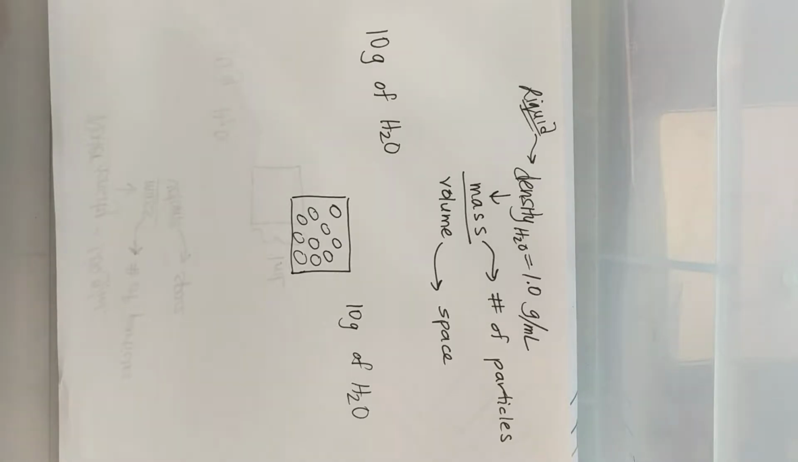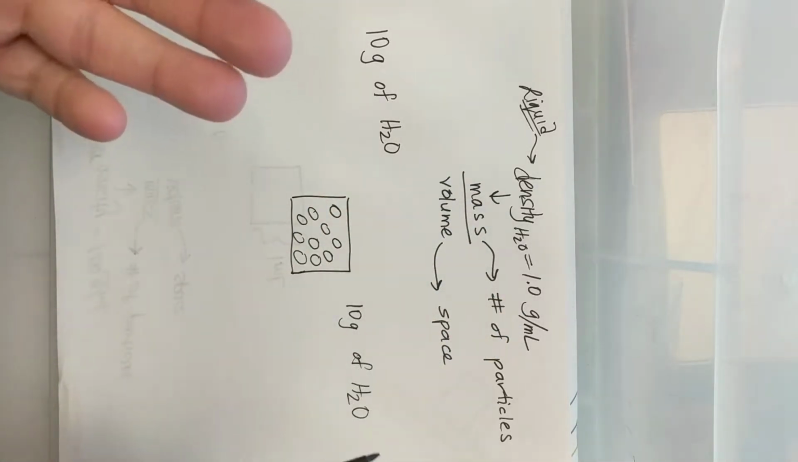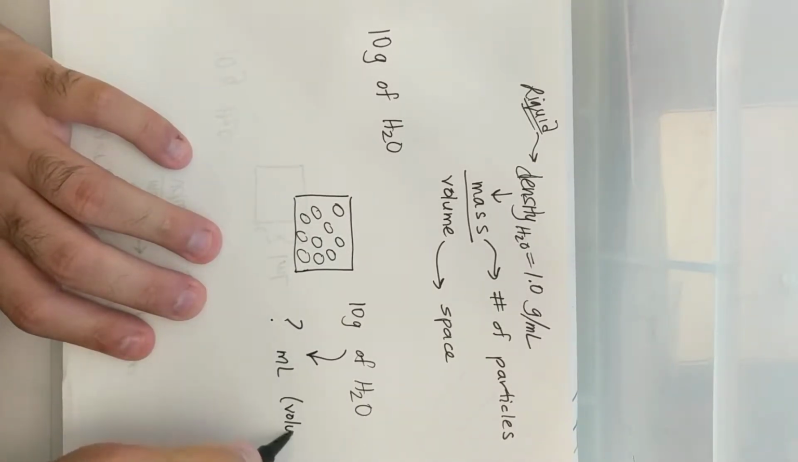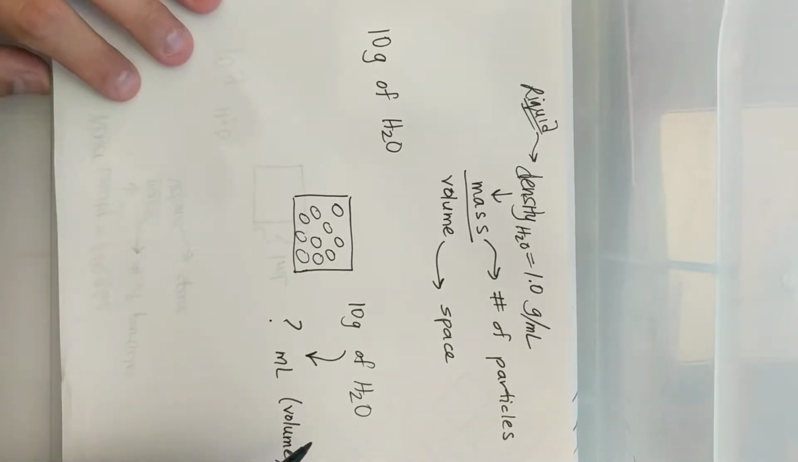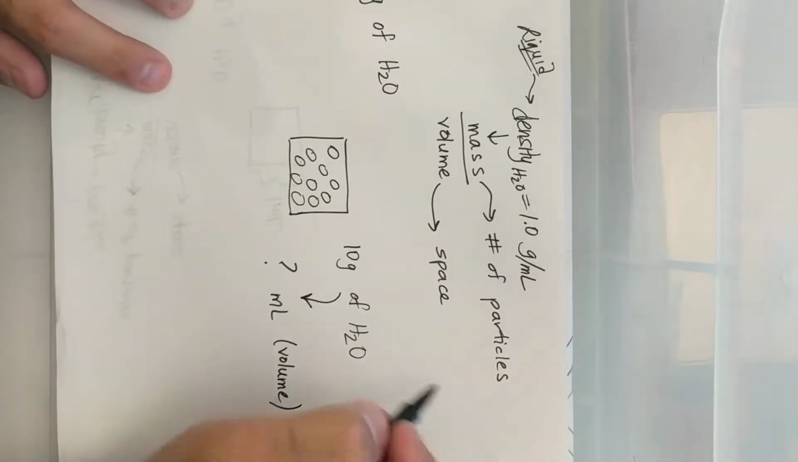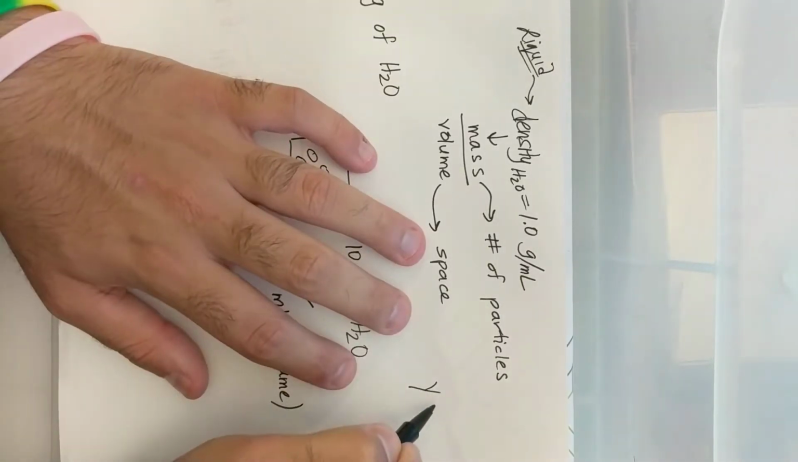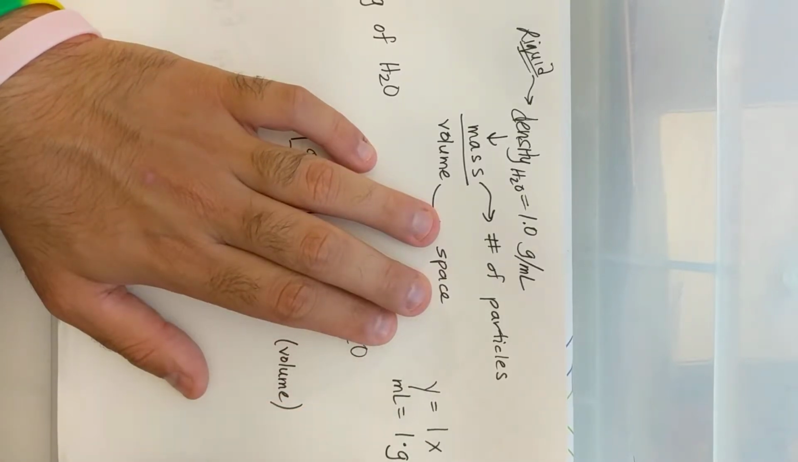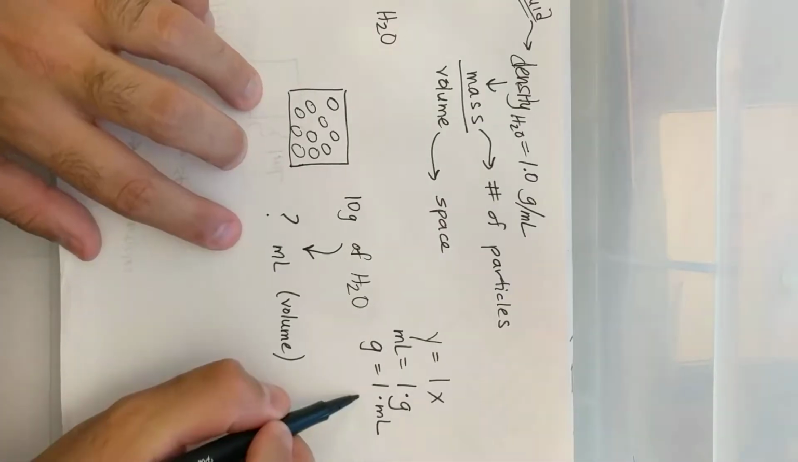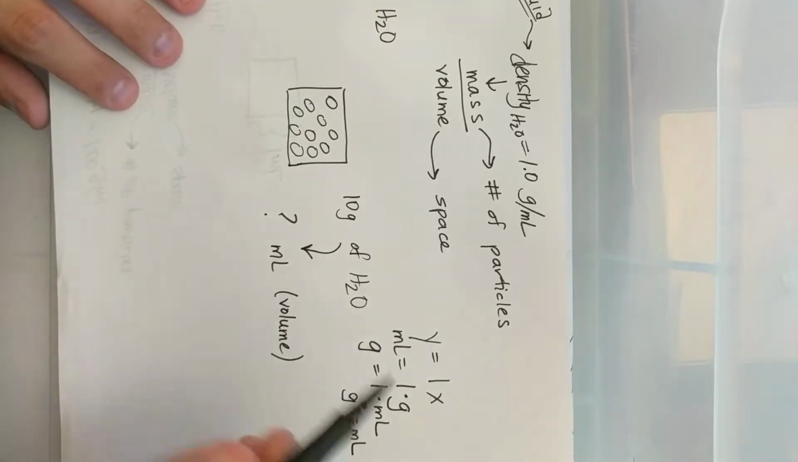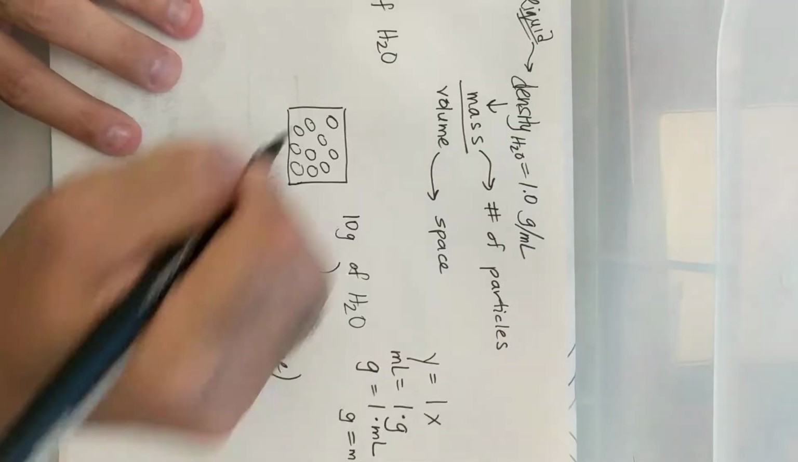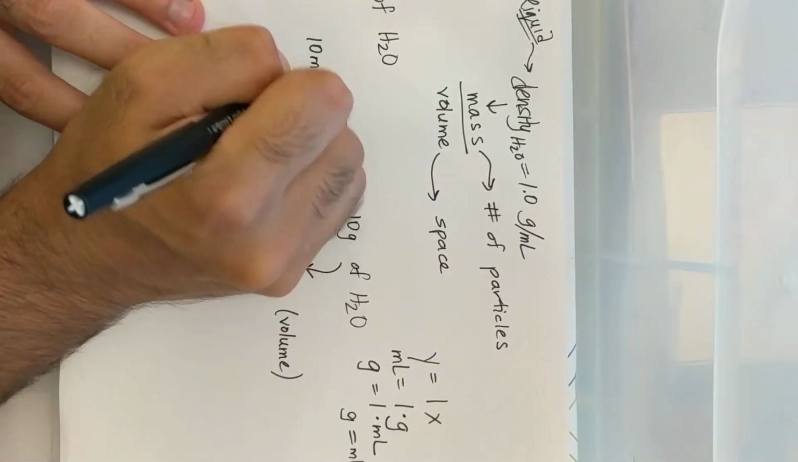Well, I should know that the density of water is 1 gram per milliliter. So if I have 10 grams of H2O, what's the volume of H2O? Well, technically, if I were to plot this on a graph, the equation for the line for density of water should be y equals 1x, or milliliters is equal to 1 times grams, or grams is equal to 1 times milliliters. Meaning my grams are essentially the same as my milliliters for water. So if I have 10 grams of water, I should have 10 milliliters of water. This box represents 10 milliliters.